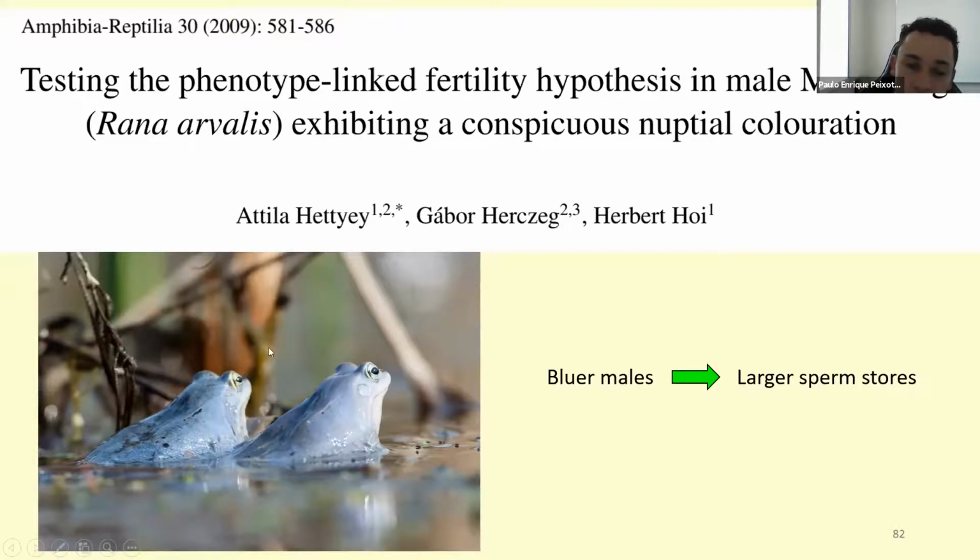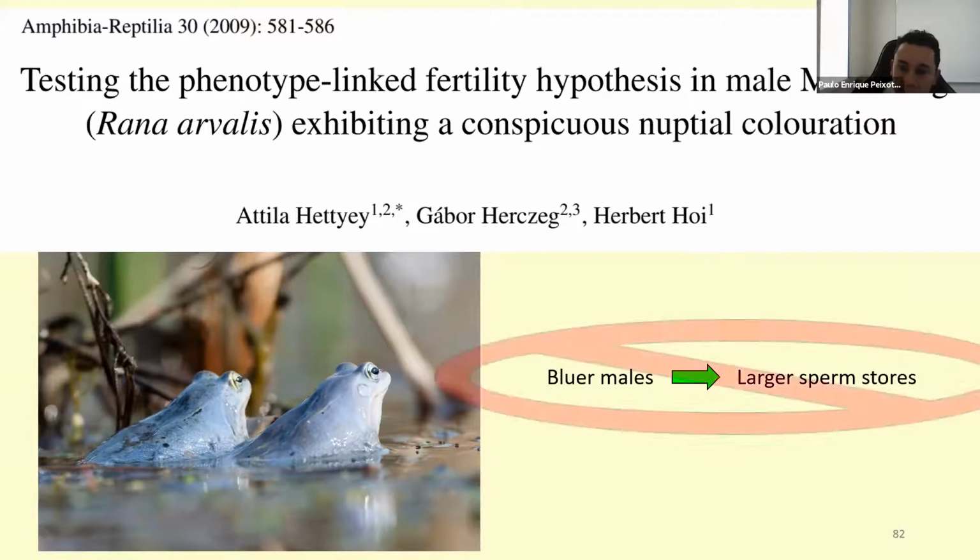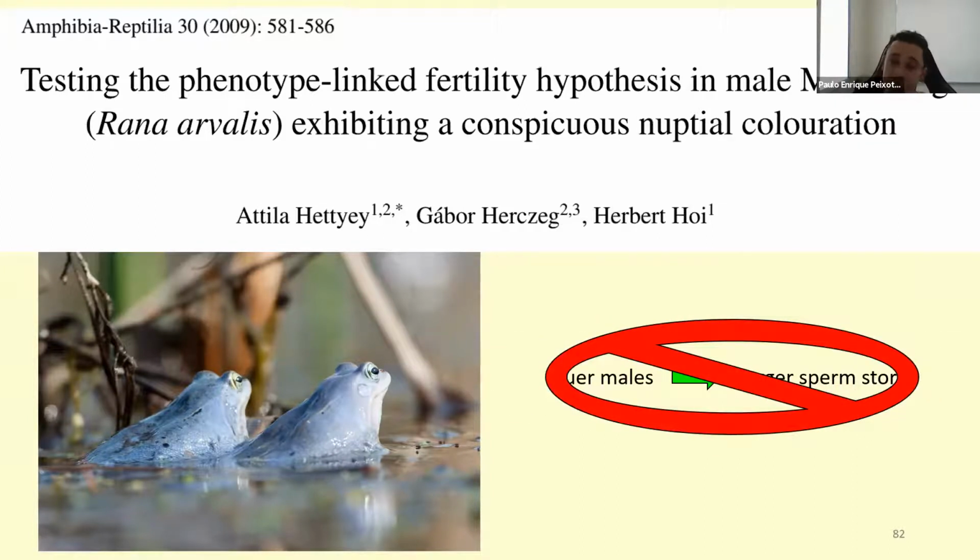So they postulated the hypothesis that bluer males would have larger sperm stores. Okay, so this would be an indication of how much sperm the male is able to produce and should positively affect male reproductive success. So they collected the males, they estimated the blue levels of each male, they measured male gonads, and they did not find anything. Okay, so bluer males did not have larger sperm stores.